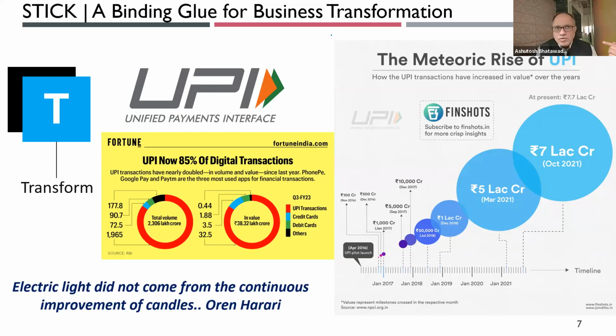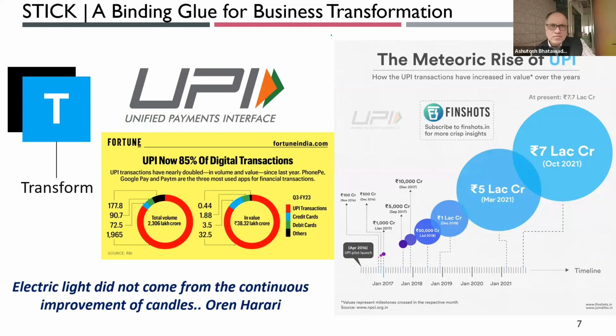If you would have continued to think the old way, and that is what many of the politicians mistook, right? They thought, oh, how can a shopkeeper have a credit card? How can a small-time vendor who's earning probably only 300 or 400 rupees a day have a credit card? But they mistook that because they thought, okay, we'll continuously improve on candles. No, for electricity, you need a different mindset, right? You cannot continuously innovate using candles. It has a limited shelf life. And that is where I like this quote: electric light does not come from the continuous improvement of candles. So that's T for transformation.